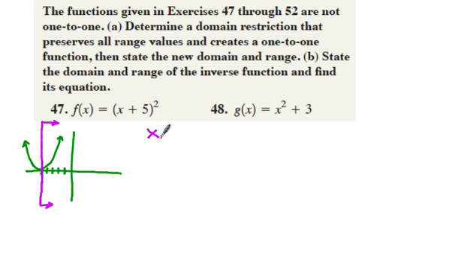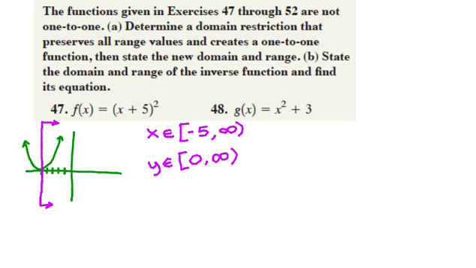So my new domain that I'm going to restrict is all values greater than or equal to negative 5. So from negative 5 all the way to infinity. And then my range, which I've preserved, is going to be still from 0 to infinity. Okay? So now I still have that range intact. I've just restricted the domain.